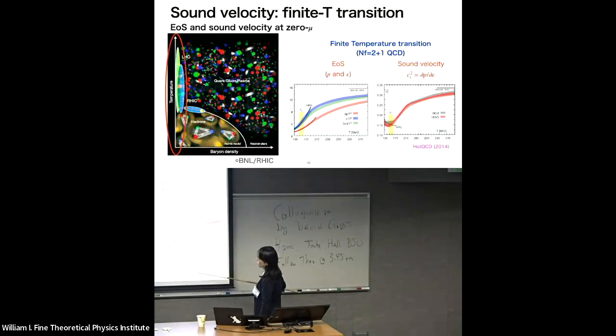as a function of temperature. And you see here the critical temperature, and you see pressure, thermal energy, entropy and internal energy monotonically increase in the high temperature phase. And the corresponding sound velocity squared is given by del P over del E. This quantity has a minimum around the T_c. And in the QGP phase, it monotonically increases and finally approaches 1/3 in the ultra high temperature limit. This is a result of the hot QCD.